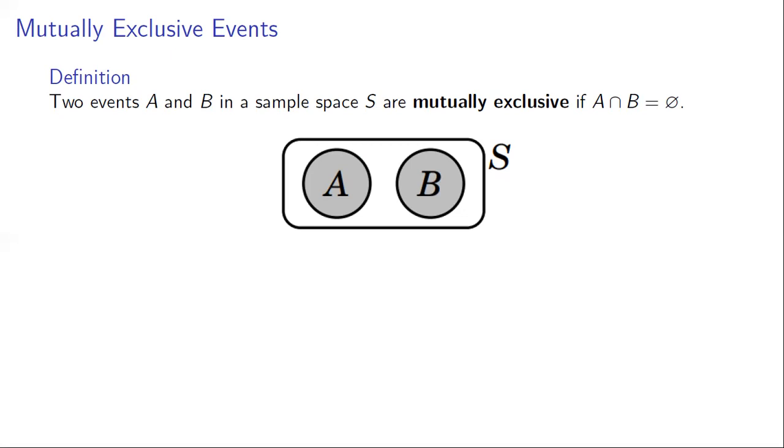So we say that events A and B in this case are mutually exclusive. In other words, when I say that A and B are mutually exclusive, what we mean is that if something is in A, then it's definitely not in B. And if something is in B, then it's definitely not in A. There's no overlap between those two events.